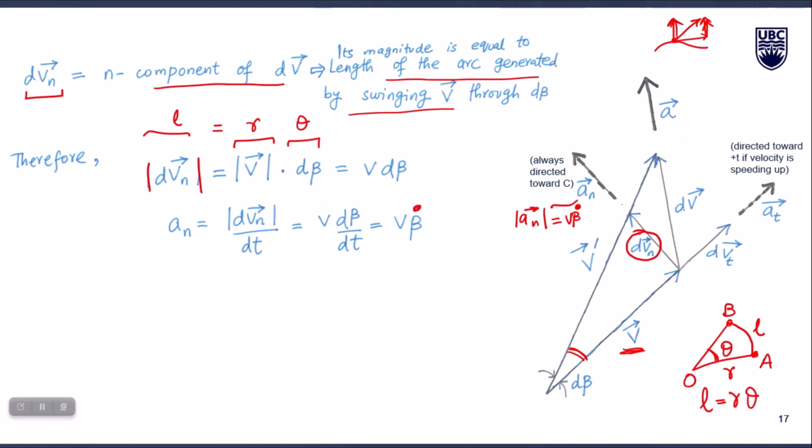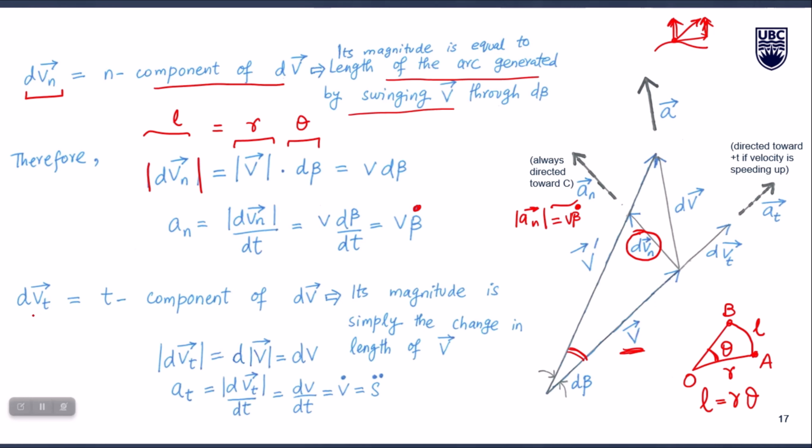Now you can also convert it into v square over rho and the third term also, right? Similarly, let's talk about the t component of the change in velocity vector, which is dv sub t, right? First of all, its magnitude. Its magnitude should be simply equal to the change in the length of this v vector, because dv sub t is in the tangent direction, right?